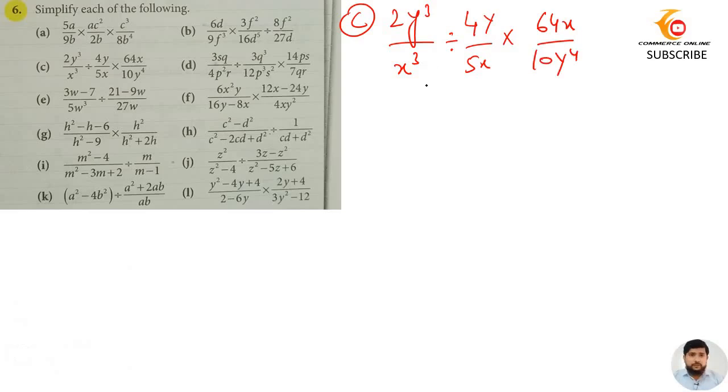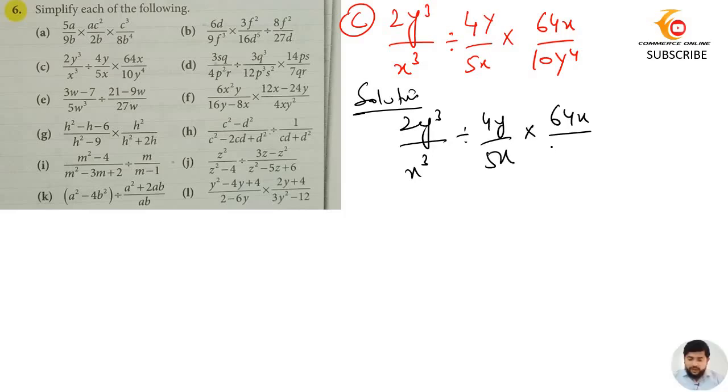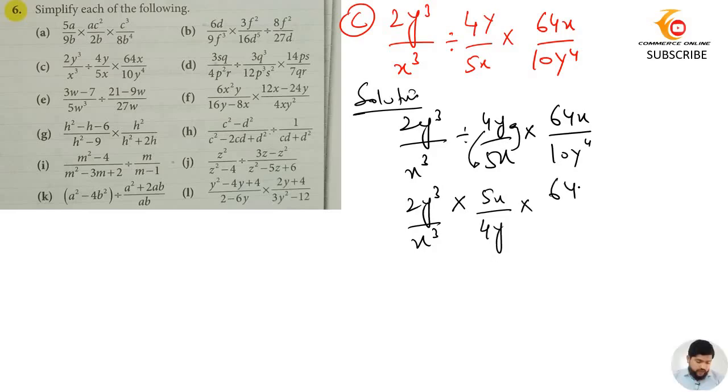Now to solve this, first I am going to write the question again. So that will be 2y cube over x cube divided by 4y over 5x multiplied by 64x over 10y4. And now this divide sign will change into multiply sign. So I'm going to shift the values. So that will be 5x over 4y multiply 64x over 10y4. Now we need to solve it further.